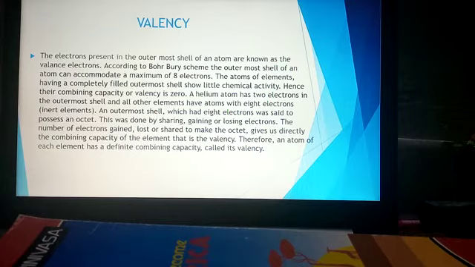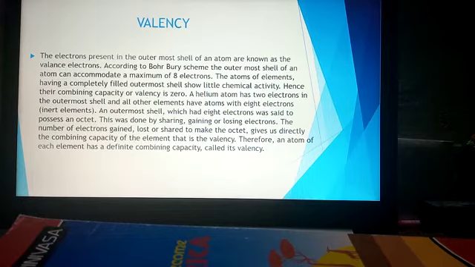When you talk about the second element, helium, helium has 2 electrons in the outermost shell, whereas all the other inert gas elements have atoms with 8 electrons. The next inert gas after helium is neon, which is element 10, so 2 electrons are accommodated in the first shell and 8 electrons in the second shell. Except helium, all the other inert gas elements have atoms with 8 electrons.